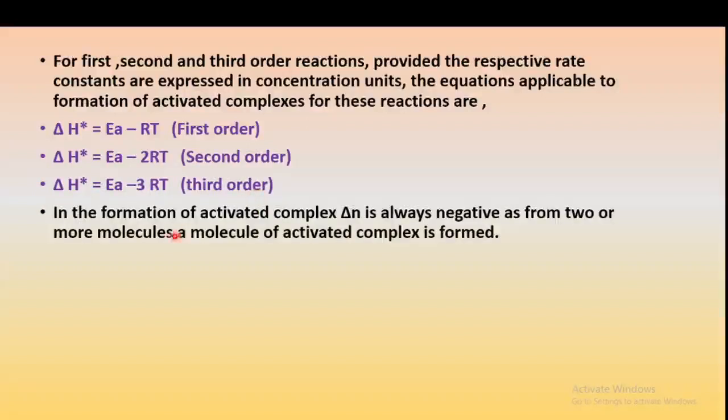And in the formation of the activated complex, the delta n, that is the change in number of moles, is always negative, because from two or more molecules, one molecule of activated complex is formed. The activated complex is only one species and two or more reactants combine to form it. Therefore if 3 reactant molecules are involved, it is 1 minus 3, so we get the value of minus 2. Therefore delta n is always negative.